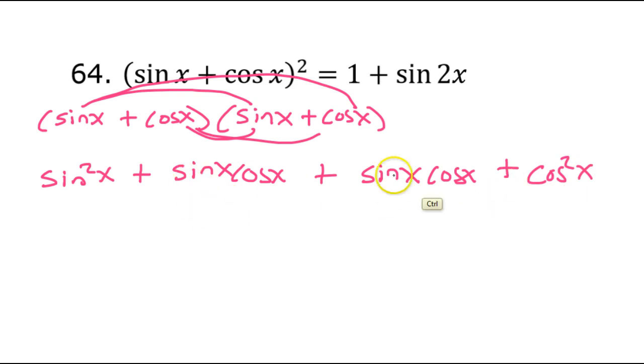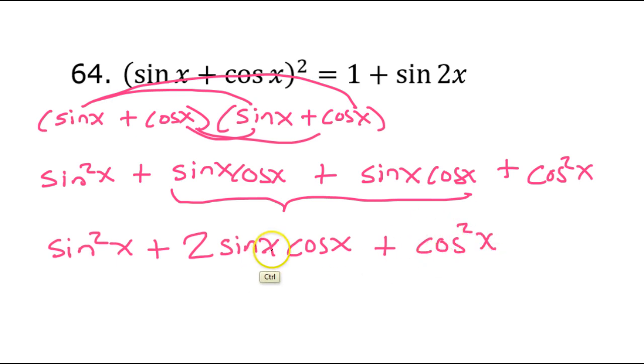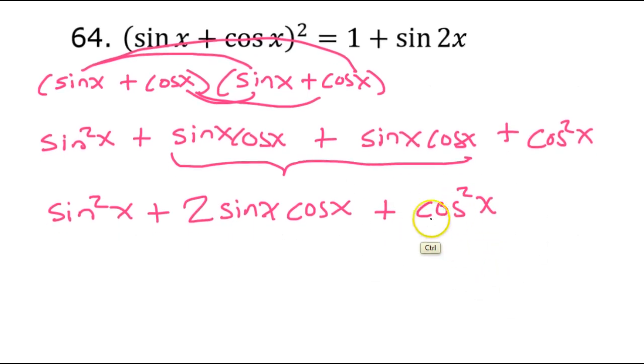Okay, now I see that I have some like terms right in this area. Sine x cosine x plus sine x cosine x. That's going to make 2 sine x cosine x once I put those together. So now I have sine squared x plus 2 sine x cosine x plus cosine squared x. Okay. A couple of things are about to happen. First of all, I'm going to go ahead and write the sine squared and cosine squared next to each other. Basically, I'm going to reverse these two terms. And you'll see why I'm doing that right away.